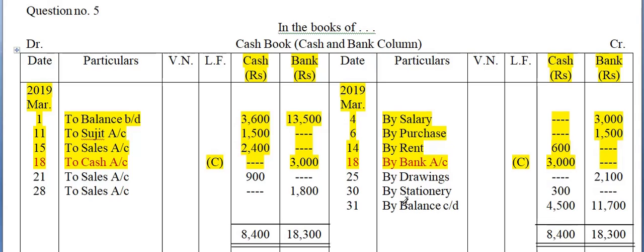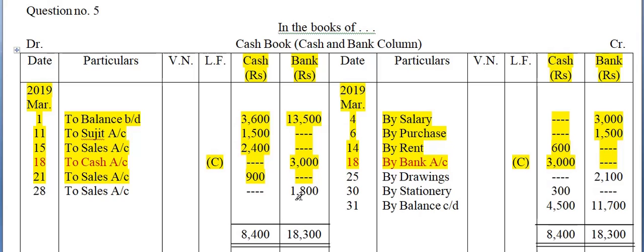Now on 21st, cash sales. Cash sales, that is, cash is getting increased. On 21st, you will simply write as to sales account 900, and the bank column will be dash.